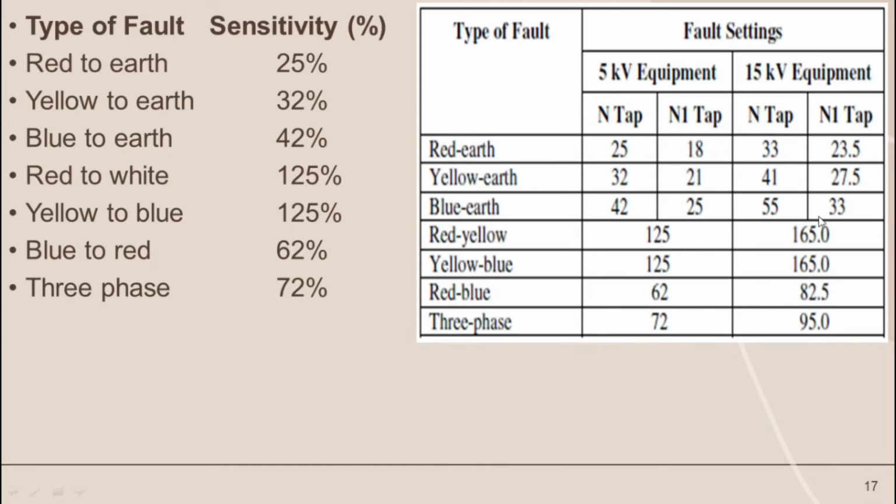So, bakit may dalawang category dito? So, as you can recall, 5 kilovolt equipment, pwede itong Solcor R or Solcor RF in lowest settings. Pero pag 15 kilovolt equipment naman, ito para sa Solcor RF naman to. So, red to N in Solcor RF mode is equals to 33% of sensitivity. So, makikita mo dyan yung rating na iba. Blue to N, red to yellow, yellow to blue, red to blue, 3-phase.